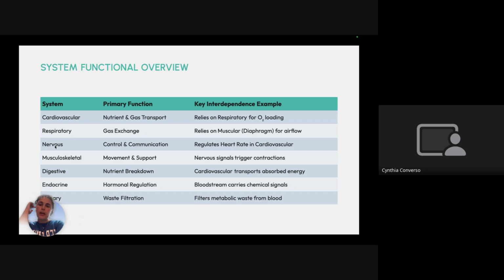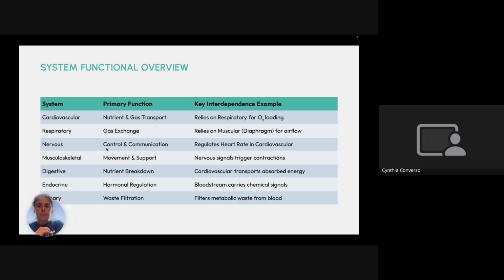Right, we talked about the nervous system for control and communication. So this includes your brain, your central nervous system, your peripheral nervous system, and this is a really quick way that your body communicates. Right, and it regulates your heart rate, so how fast your heart is pumping in your cardiovascular system.